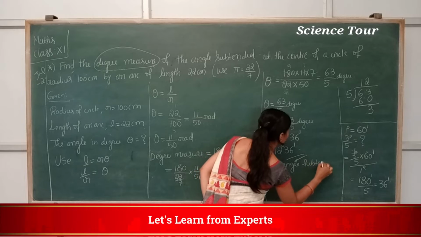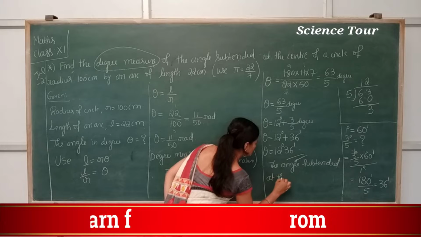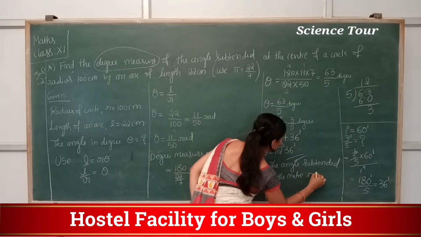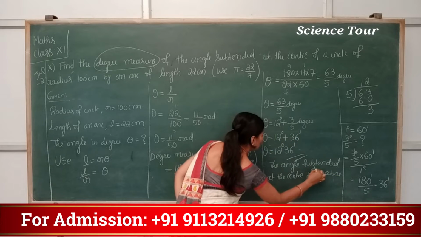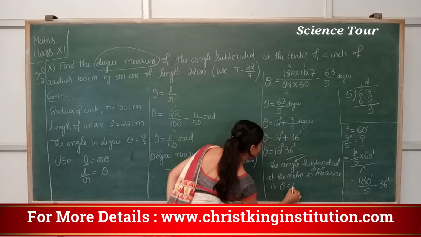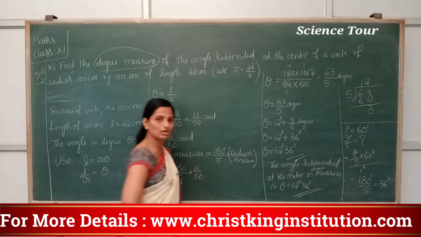Therefore the degree measure, the angle subtended at the center in degree measure, theta is equal to 12 degree 36 minutes. This is your conclusion.